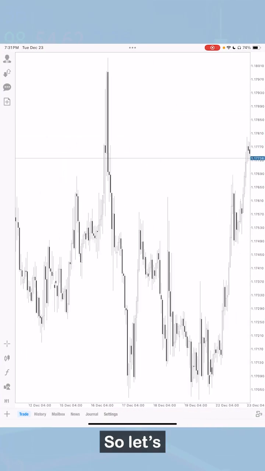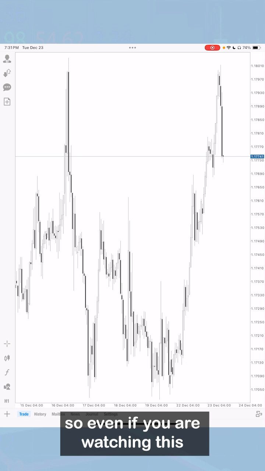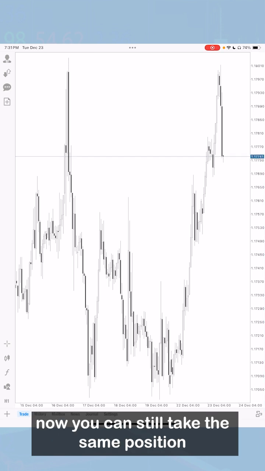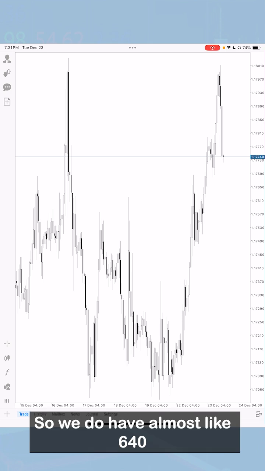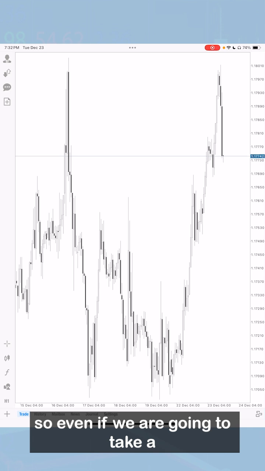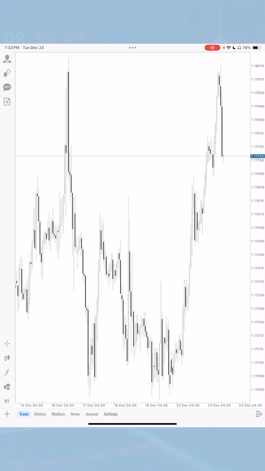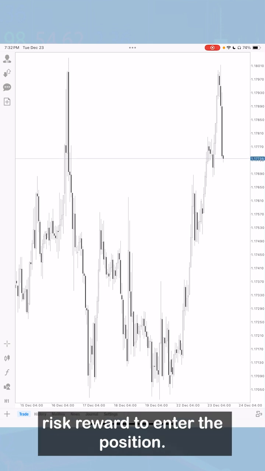So let's look at the price level right now. It is 1773 right now. So even if you are watching this now, you can still take the sell position and target around 1705 or 1710. So we do have almost 640 or 600 points on the table on the reward side. So even if we are going to risk 600 points by holding the trade until the end of the day, that is fair enough risk reward to enter the position.